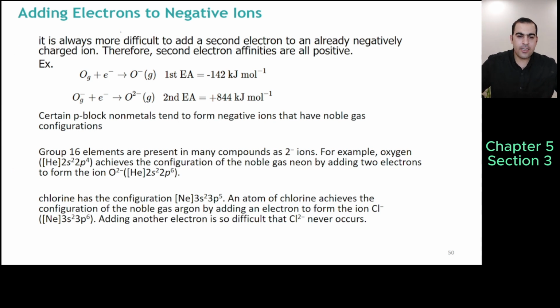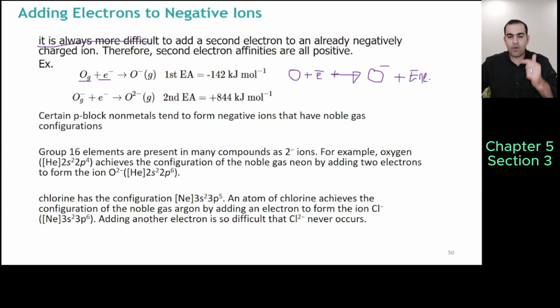Look at here, guys. Adding electrons to negative ions. An atom has gained an electron. Oxygen. You add an electron to neutral oxygen, so neutral oxygen plus electron, you add an electron to this oxygen atom. Then at the end, you get a negatively charged ion of oxygen, but at this time energy is going to be released. It's more difficult to add a second electron to an already negatively charged ion.